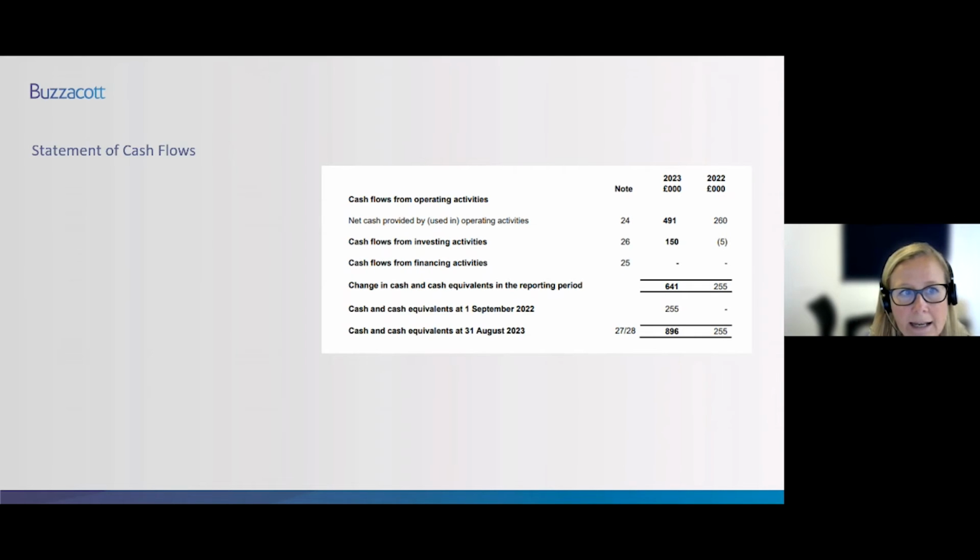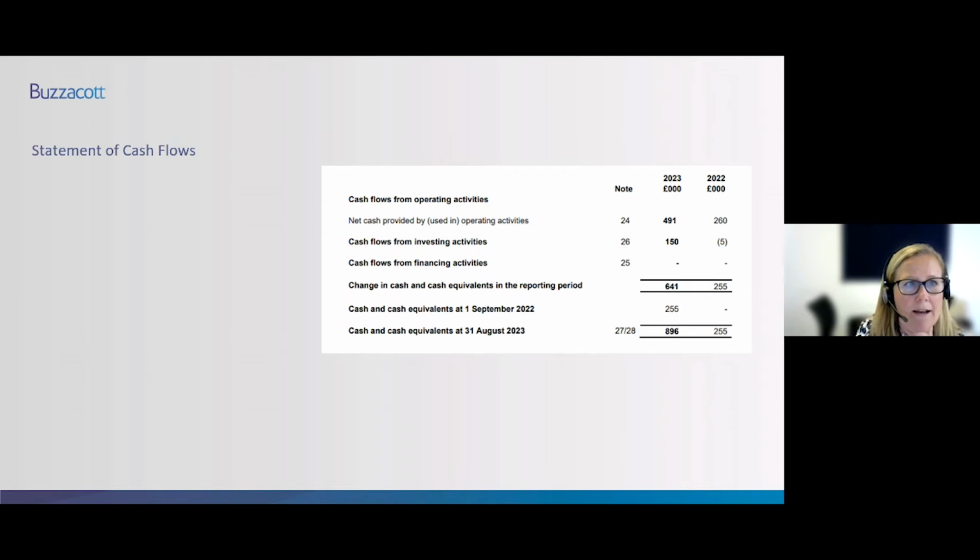The financing activities line, you can see that's blank. This relates to loans, so in most cases this will be nil. So it will be rare to see this for academies because, of course, as Alison was saying, you do need that prior approval, and it's not normally granted.